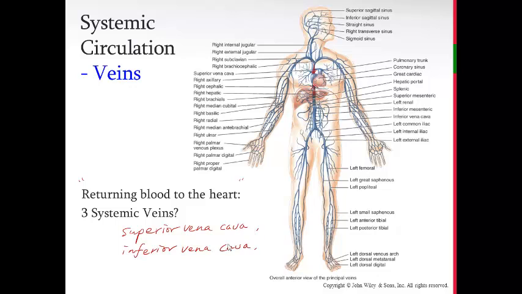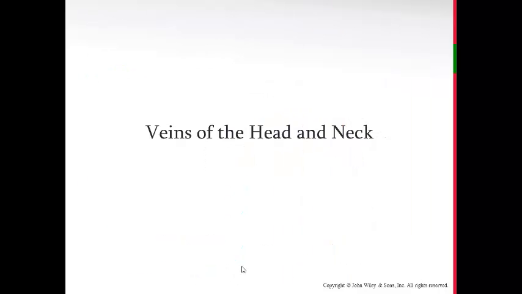So what we're missing is the circulation from the heart, the coronary sinus. So these three veins, these three major ones, are going to help return blood back to the heart and then get them full with oxygen again. Now, let's first take a look at the veins of the head and the neck.